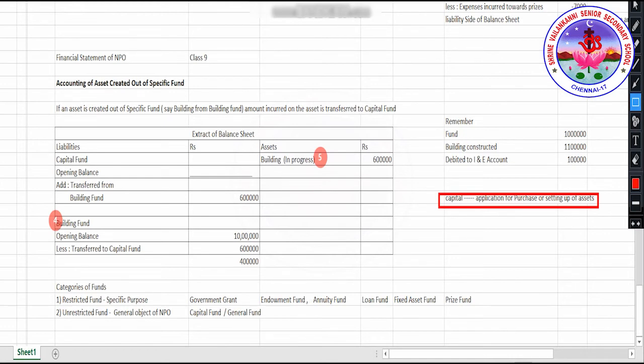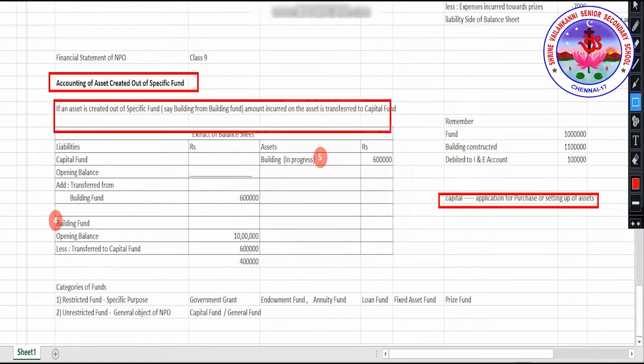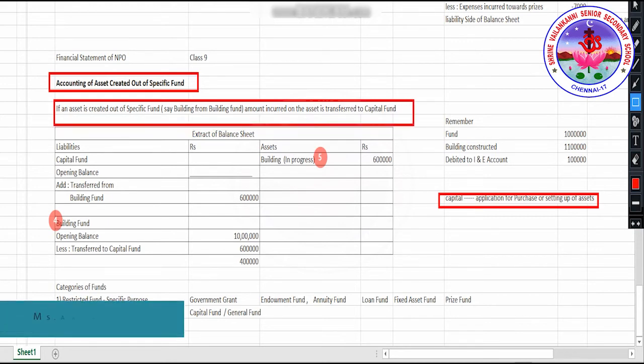will be from the specified fund, that is the building fund. 6 lakhs has gone, so building fund has turned to be 4 lakhs. This should be added to your capital fund. So that is what you mentioned: if an asset is created out of specific fund, say building from building fund, amount incurred on the asset is transferred to capital fund.